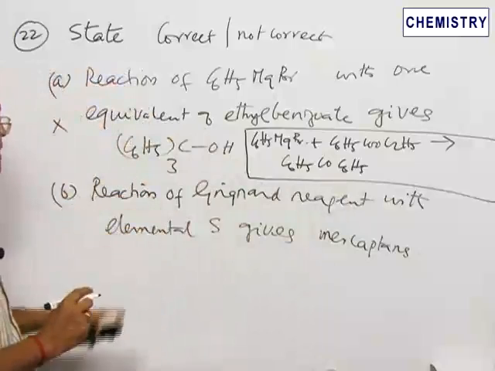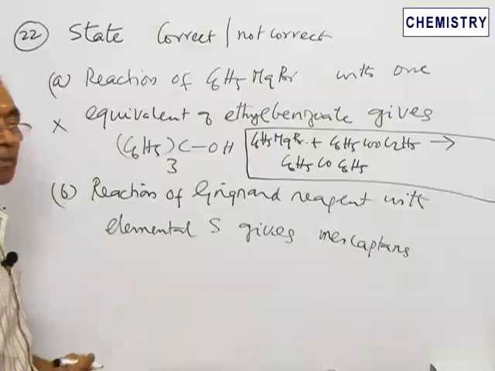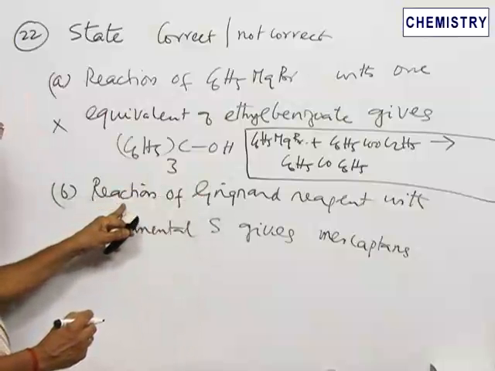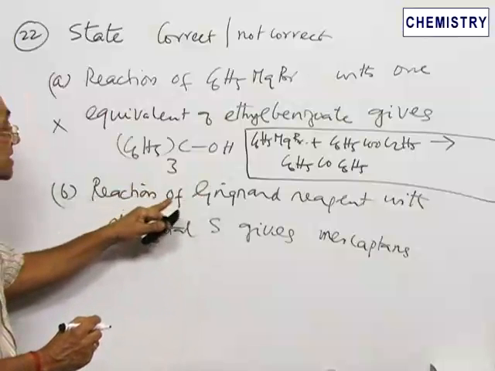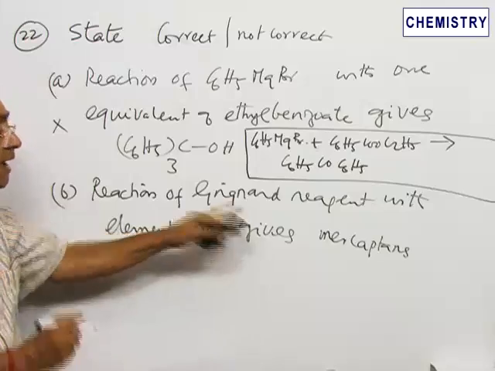Let us go to the next statement. Actually, 4 statements are given. 2 statements are given here, and as part of the next set, 2 more statements will be given. And the next statement is: the reaction of a Grignard reagent with elemental sulfur gives mercaptans.